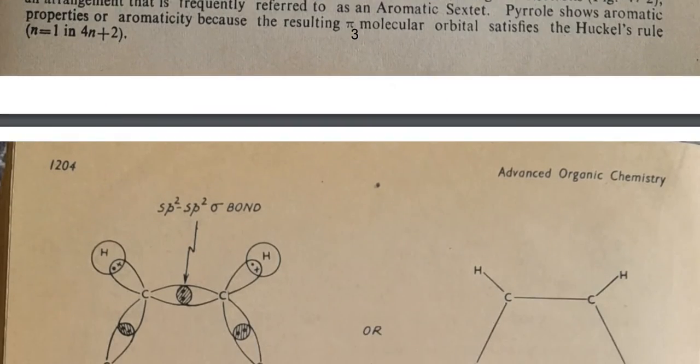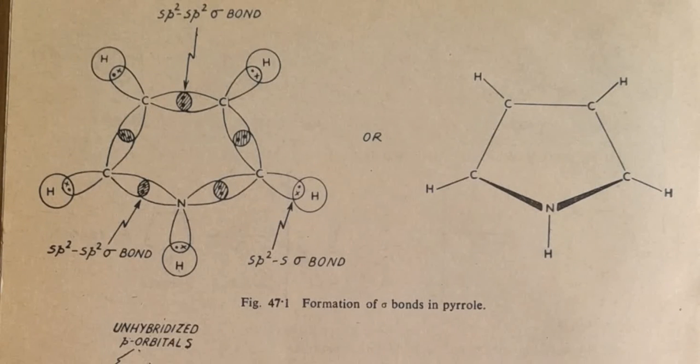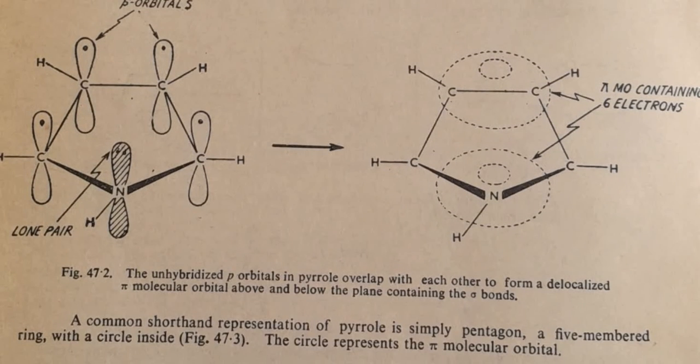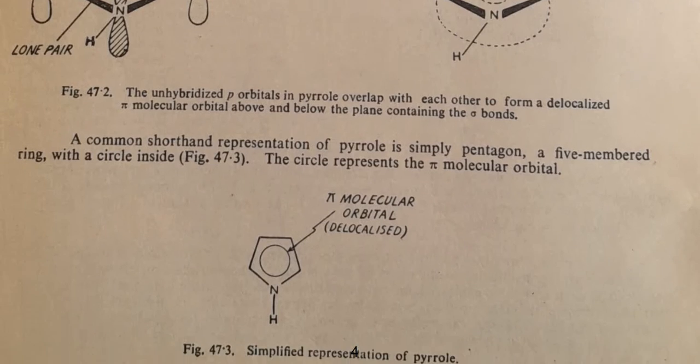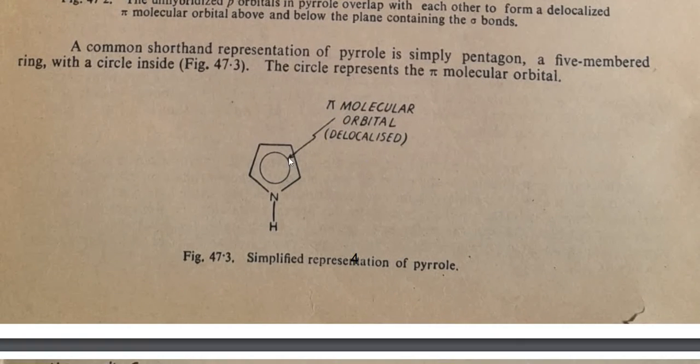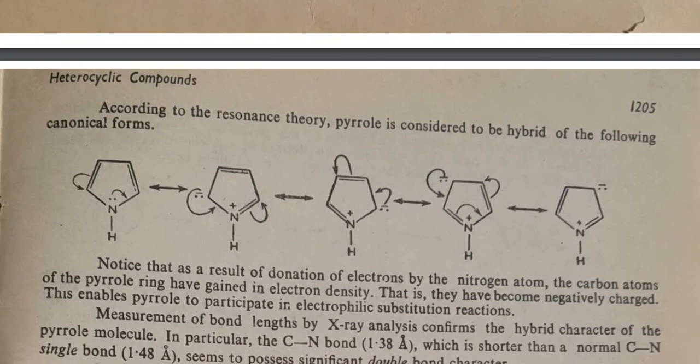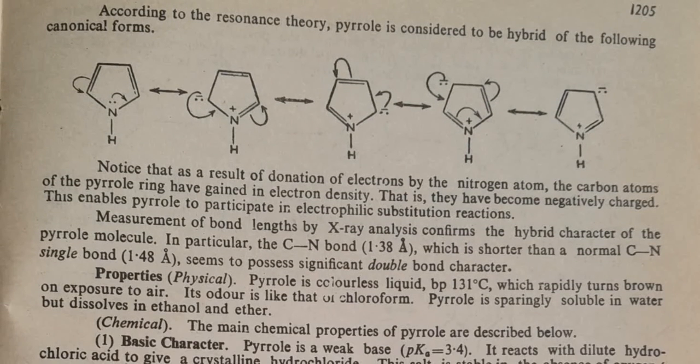Now structure of pyrrole. You can see the structure of pyrrole. Here sp2-sp2 sigma bond, sp2-s sigma bond and sp2-sp2 sigma bond. You know there are double bonds. So the unhybridized p orbital, you can see the lone pair on nitrogen. That's why this is the pi molecular orbital delocalized and it follows Huckel's rule. It is cyclic, follows alternate double bonds. So it follows Huckel's rule. So this is an aromatic compound. Now you can see the pyrrole resonating structure.